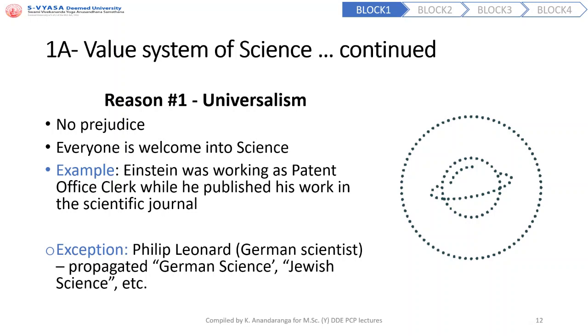Not everybody in the scientific community accepts the universalism principle. Case in point is Philipp Lenard, a German scientist. During the Second World War era, he was propagating what they called the German science, and how it was superior to, let's say, a Jewish science, things like that. They viewed that there was some aspect of specialization around where science worked. But broadly, in today's world, science is considered in its universalist form.